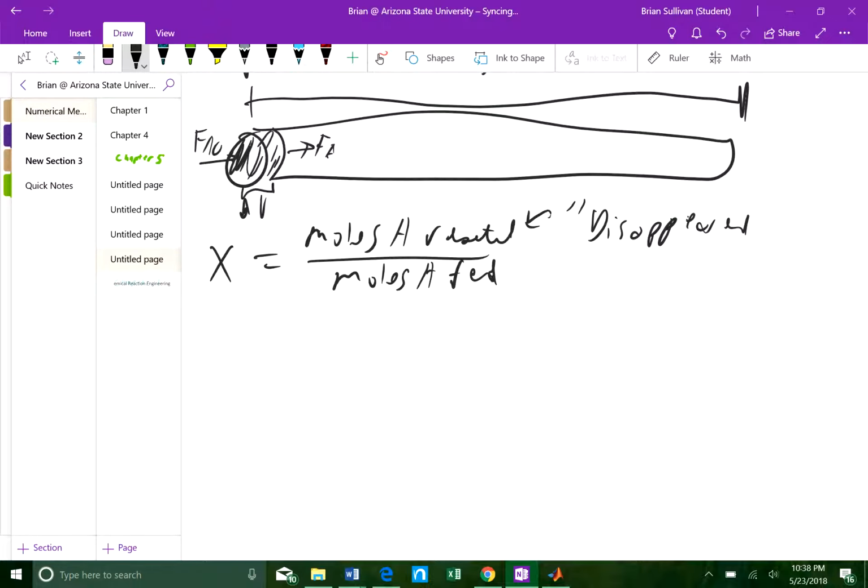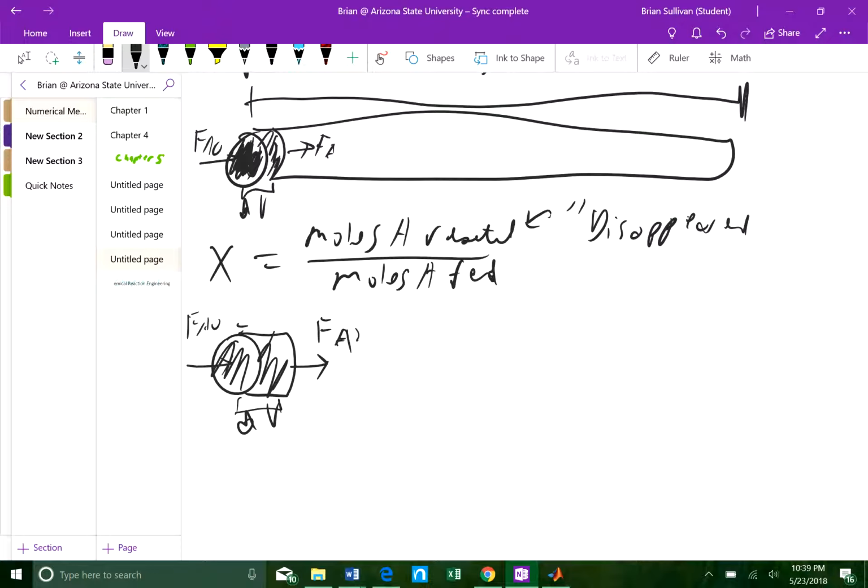So if you see this shaded region, I'm shading it a little darker. Imagine it looks like a plug, right? And it's a differentially small plug. We measure that with dV. What comes in is FA0, your molar flow rate in, and what comes out is your molar flow rate out over that differentially small volume.